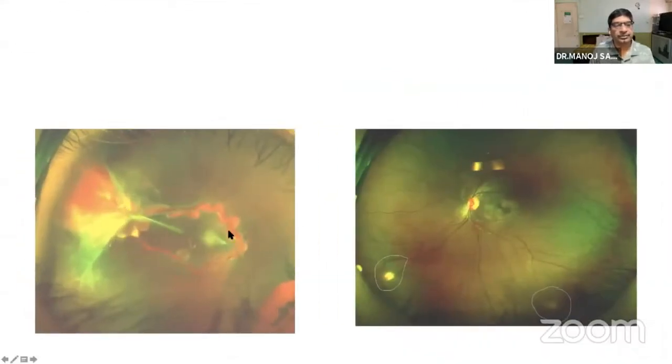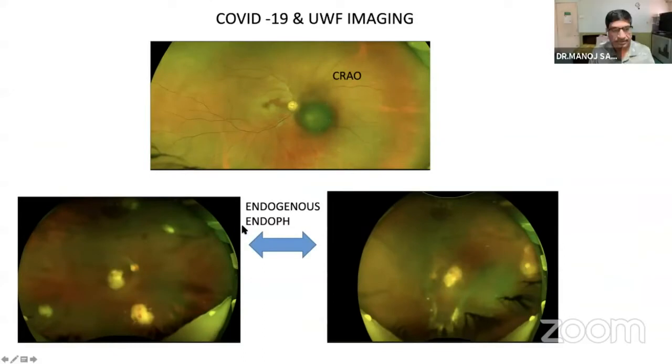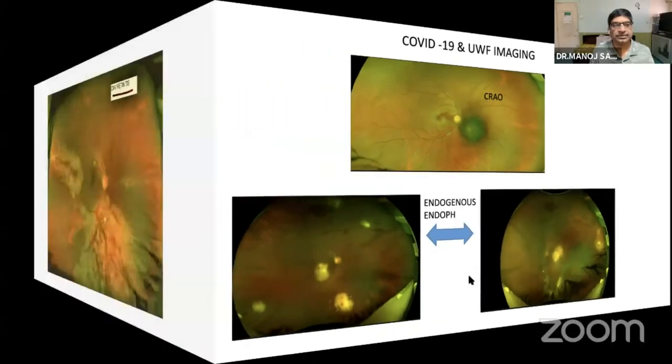This is a bilateral von Hippel-Lindau disease. You can see that there are multiple angiomas. Here also you can see the dilated feeder vessel and all these things. This is a case of central retinal artery occlusion. In cases of COVID, we have found tremendous usefulness of this technology. You can see the bilateral endogenous endophthalmitis case, which was documented.